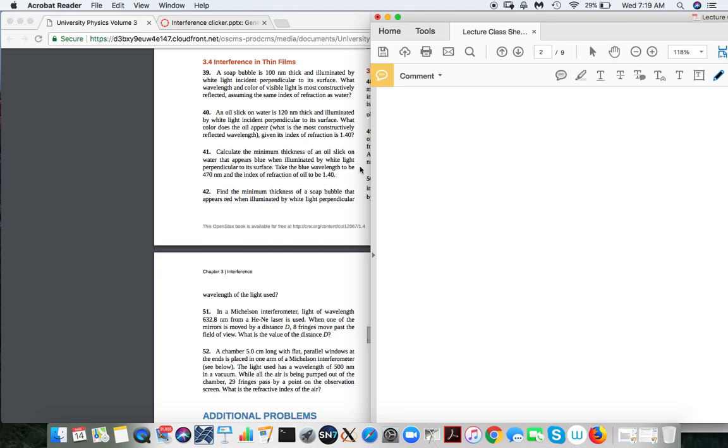Let's see, number 41. It's the same thing, right? Number 42. 42 is the same, except the unknown is the thickness. So yeah, it should be the same. And 51, Michelson, don't worry about it. So in this chapter, thin film interference, so focus on that.